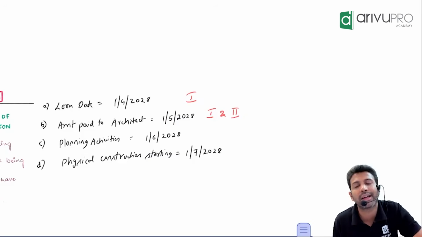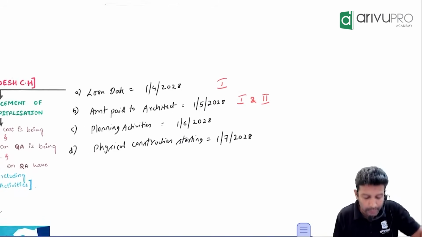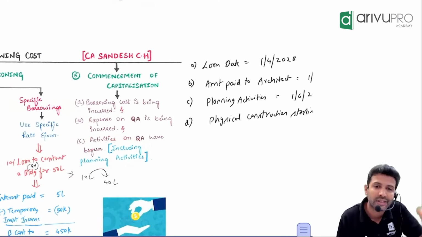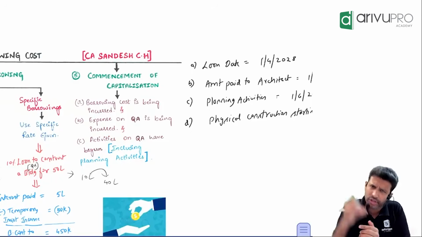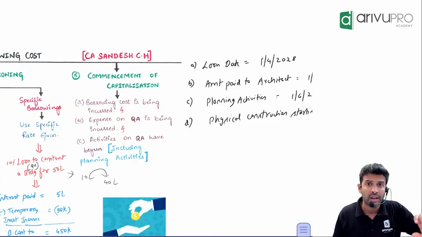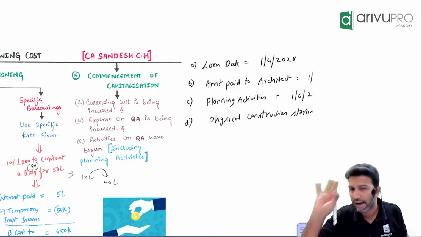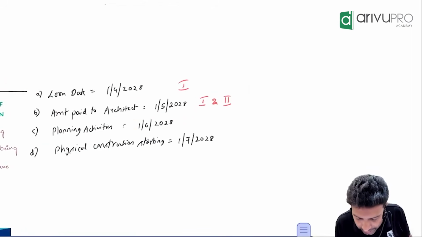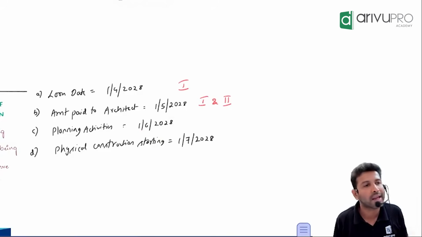Activities on the qualifying asset have started. Sir, activities do not mean only physical construction. Even planning activities and administrative activities are considered activities, because straight away you can't start the construction; you have to make some plans. Even if you spend time getting approval from the government, all those approval activities are also considered activities.